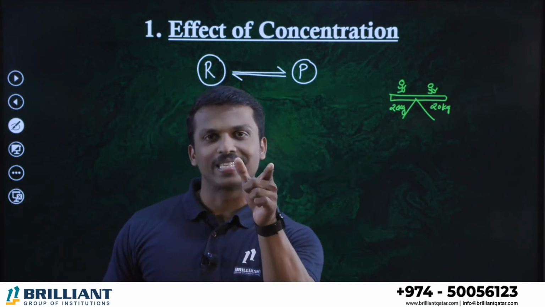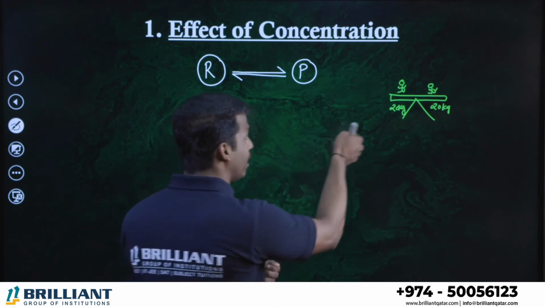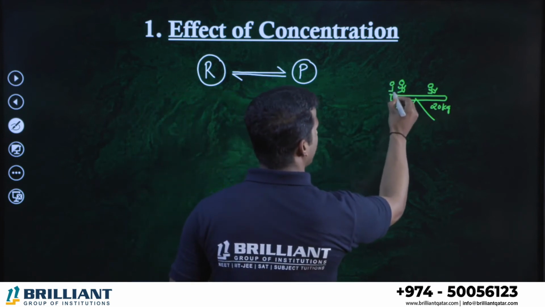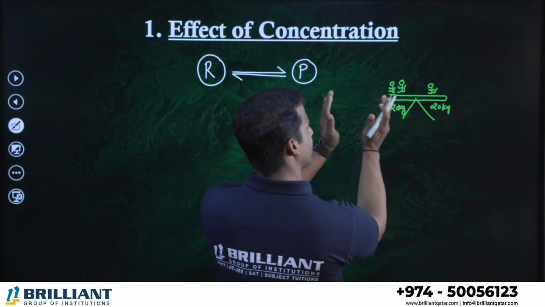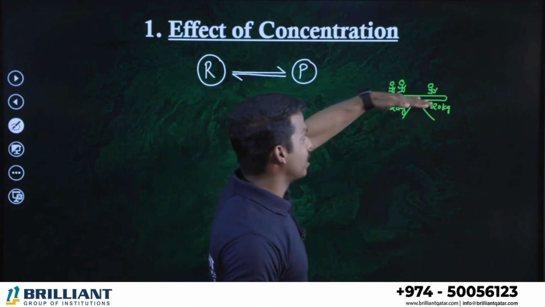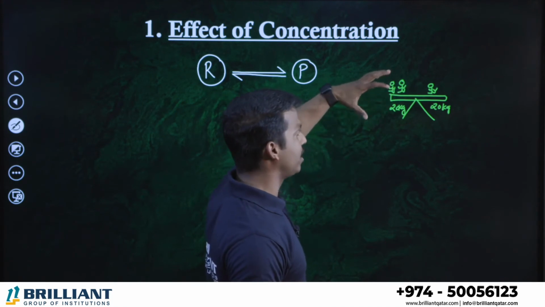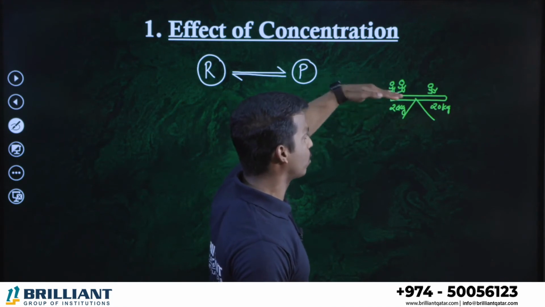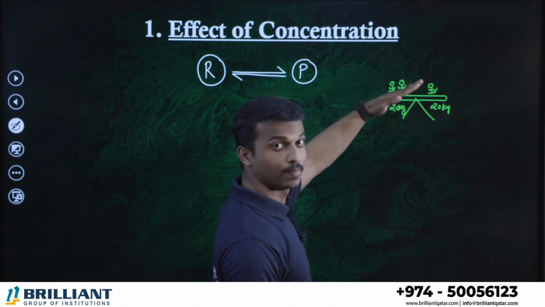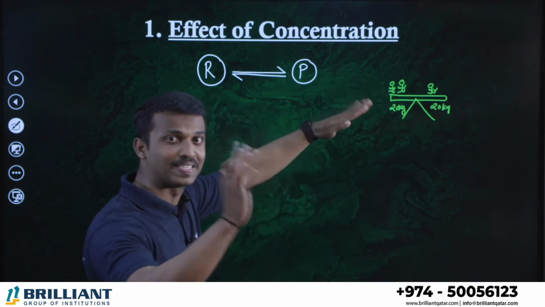Now you are going to disturb the system. Disturbing the system means one more student enters the park and is placed or sitting on the left part. What happened? This balance will be like this, right? Here the concentration is increasing, here the number of students is increasing. So what happened? The reaction shifts like this. So the equilibrium gets disturbed, correct?